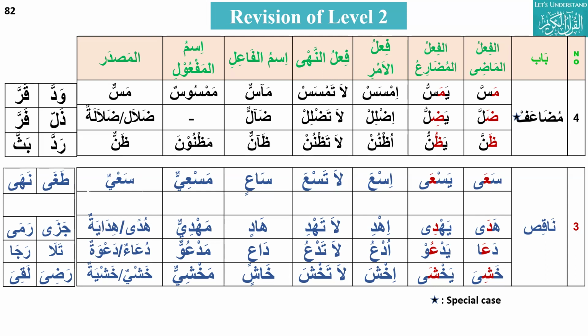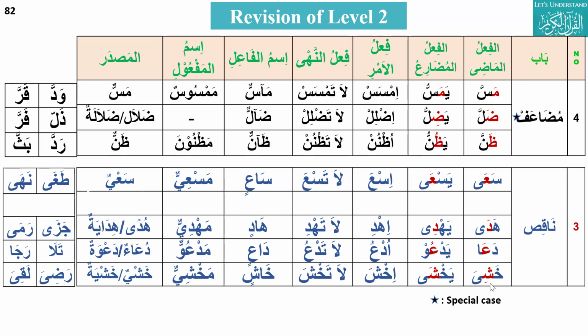And the second case is Hada Yahdi, Fatha Kasra. Hada means he guided. And then third is Da'a Yad'u, Fatha Damma. Da'a means he made dua, he prayed, he supplicated, he called. There are many meanings. Because da'wa means he called.